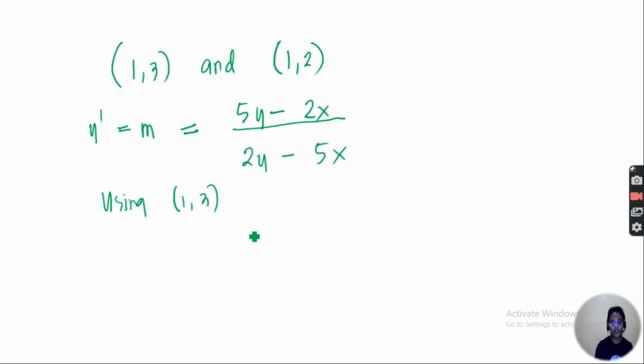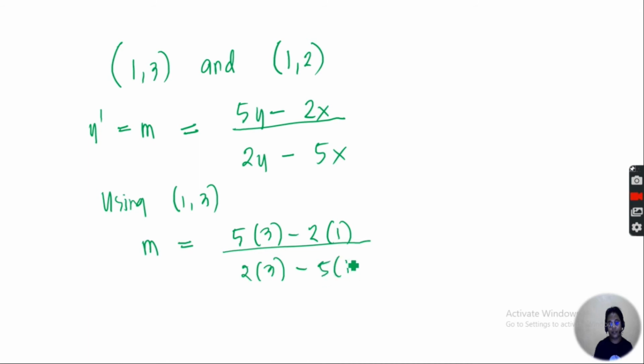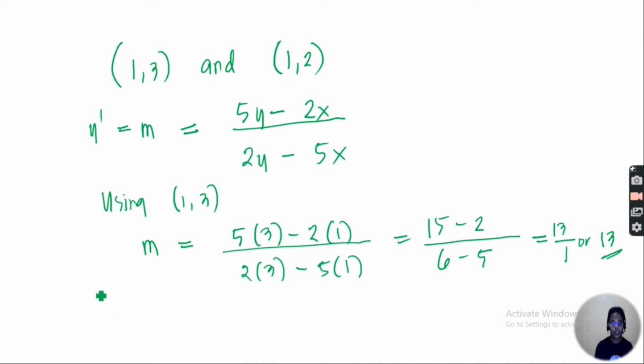So, using (1, 3), so, kakaroon tayo ng m is equal to 5 times 3 minus 2 times 1 all over 2 times 3 minus 5 times 1. So, we have 15 minus 2 all over 6 minus 5 is equal to 13 over 1 or 13. So, yung ating slope ng tangent line sa point (1, 3) is 13.